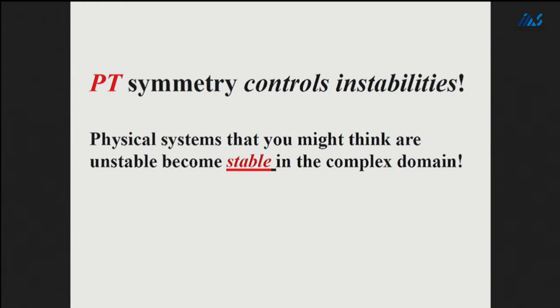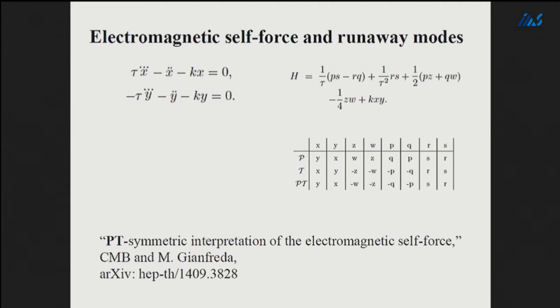So what I want to argue is that PT symmetry can control instabilities. Physical systems that you might think are unstable become stable in the complex domain. And here's a very simple example of it. If you look at the last chapter of Jackson, you will see that there's a discussion of the electromagnetic self-force and runaway modes. And in the non-relativistic limit, you'll see that there is a third-order differential equation. What you have here is an oscillator, just x dot dot plus kx, okay? And a three-derivative term that corresponds to the back reaction force, the electromagnetic self-force.